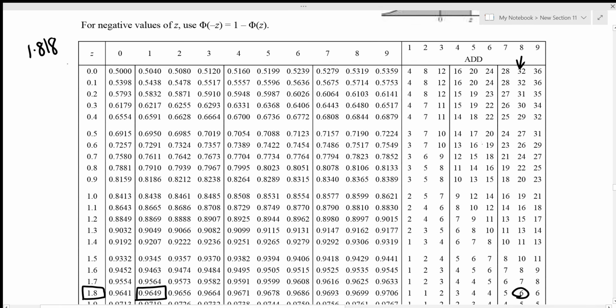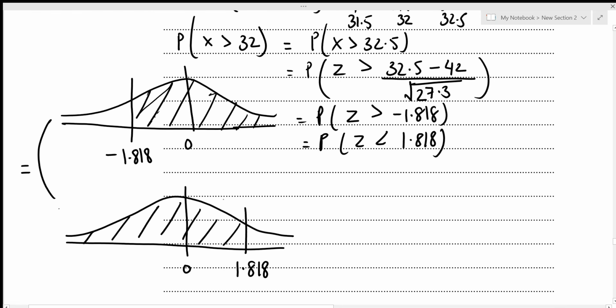Okay, let's add it together. That's going to be 0.9649 plus 0.0006. This gives us the final probability of 0.9655. Alright, we'll substitute this value. So the probability Z is less than positive 1.818 is going to be 0.9655. If we round it off to 3 figures, that's going to be 0.966.